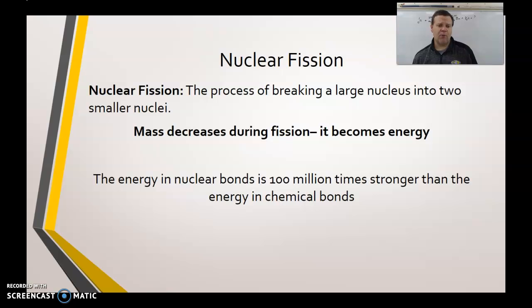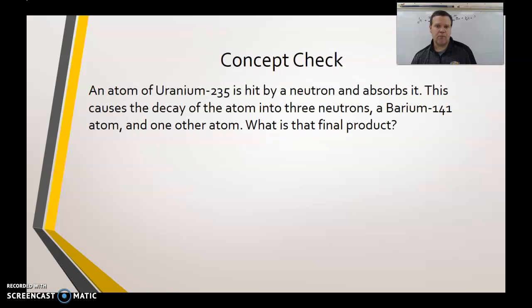Where does the energy come from? Well, it comes from the breaking of the nuclear bonds. When you break and form nuclear bonds, those things are very, very strong. Like it says, they're almost 100 million times stronger than chemical bonds. So obviously, we can get energy out of chemical reactions, and we can get energy out of a nuclear change also.